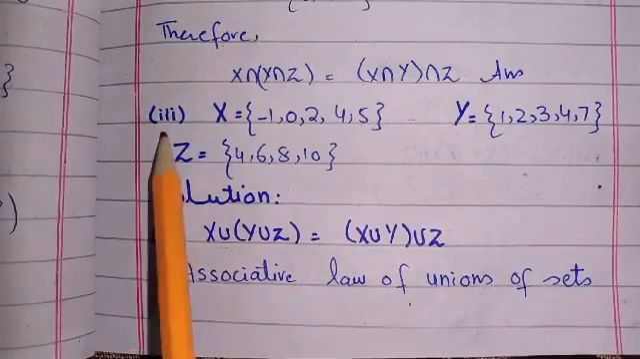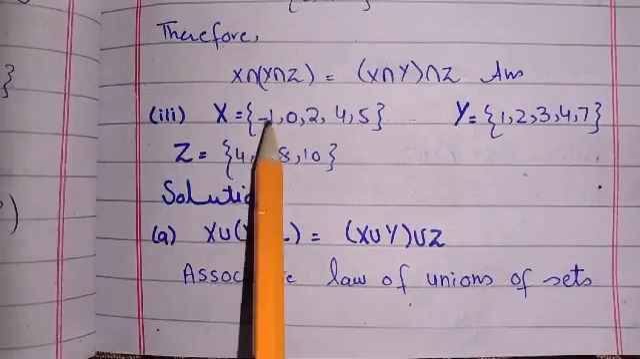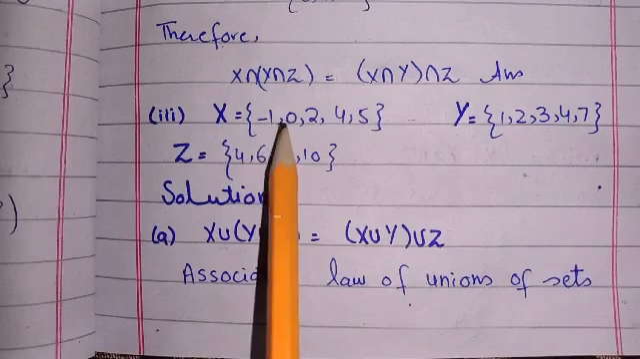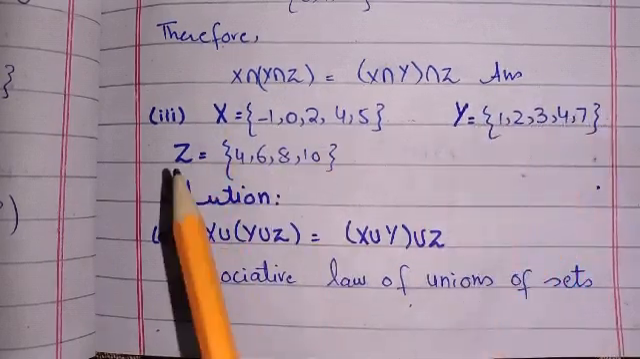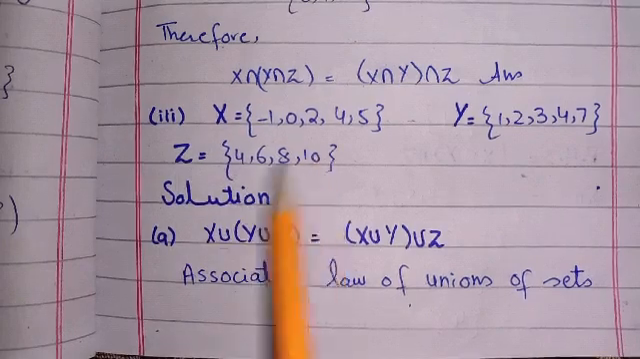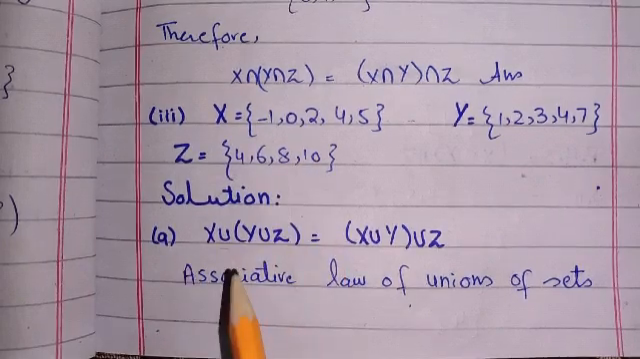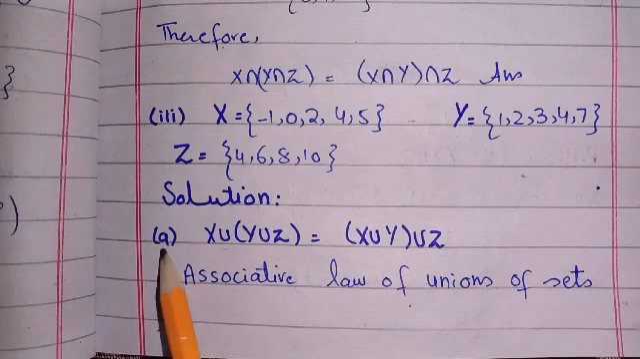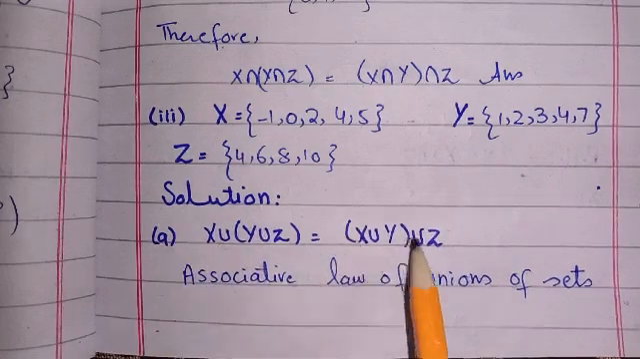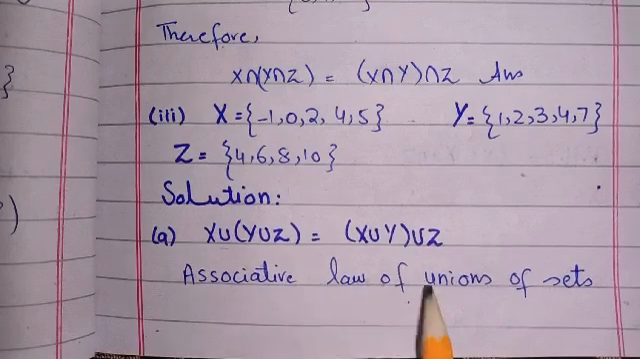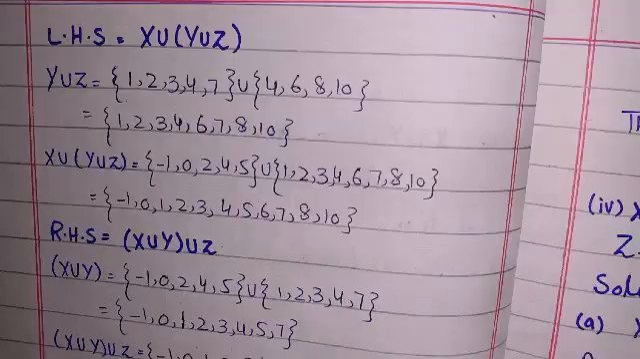Now students, here is our third question given to us. X set, which is -1, 0, 2, 4, 5, and in Y set we have 1, 2, 3, 4, 7, and in Z set we have 4, 6, 8, 10. We have to fulfill both our requirements. We will firstly solve our first requirement A, which is X union (Y union Z) is equal to (X union Y) union Z. This is our associative law of unions of sets.